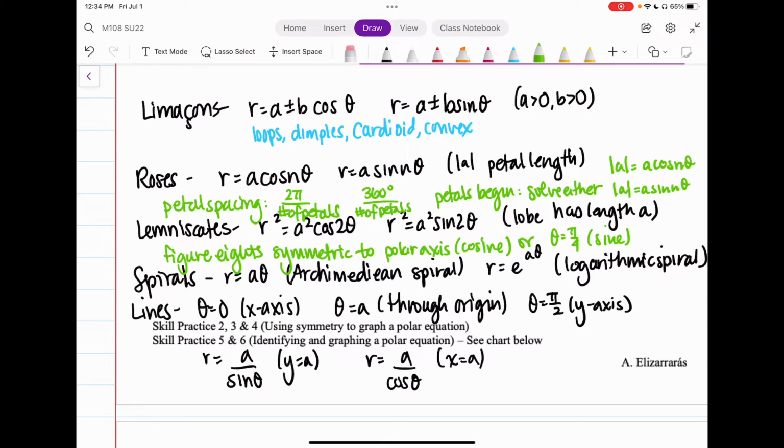In addition, we also have lines. And if you think about this, we know that y equals r sine theta and x equals r cosine theta. So the lines at the bottom here, when you have r equals a over sine theta, that's the line y equals a. R equals a over cosine theta, that's the line x equals a. And then if theta equals 0, that's the line at the x-axis because there is no angle, it's just straight across. If theta equals a, you're going through the origin to whatever the theta angle measure is. And if theta equals pi over 2, that's the y-axis because it's like 90 degrees straight up and down.